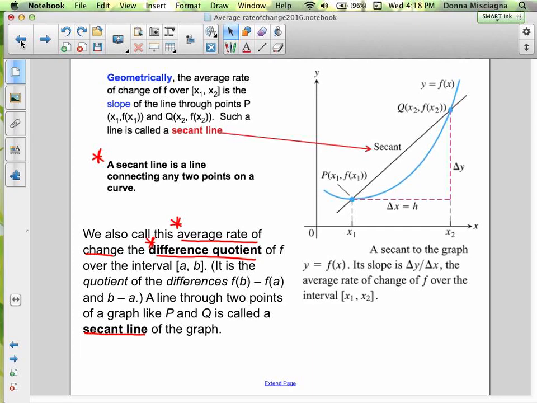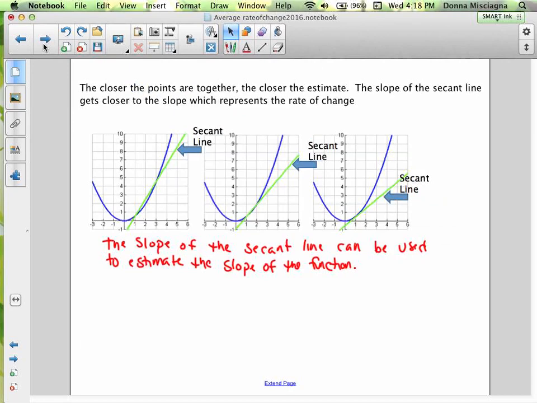It's approximating the slope of that curve there, but at different places, the slope of the line and the slope of the curve are certainly different. But notice what happens is they get closer and closer. Right? So the closer this line gets, that secant line gets to my curve, notice it's really very well following that curve there. So the slope of the secant line can be used to estimate the slope of the function. They're not the same, but we can use that to estimate it. And the closer those points are, right, the better our estimate is.